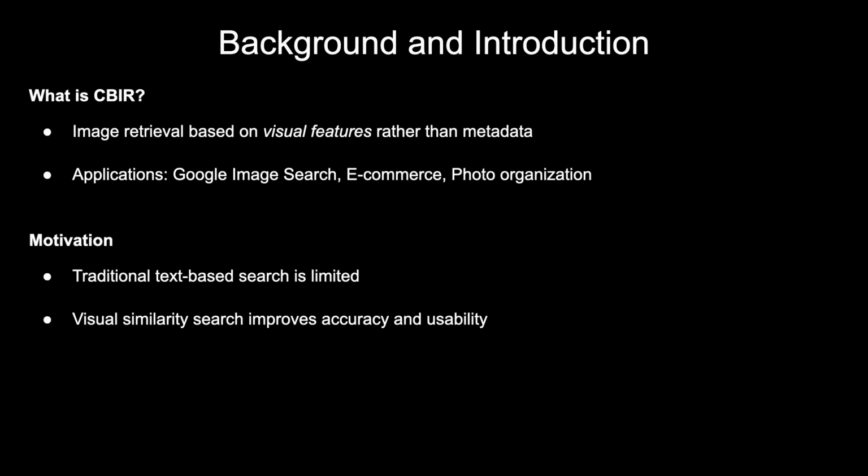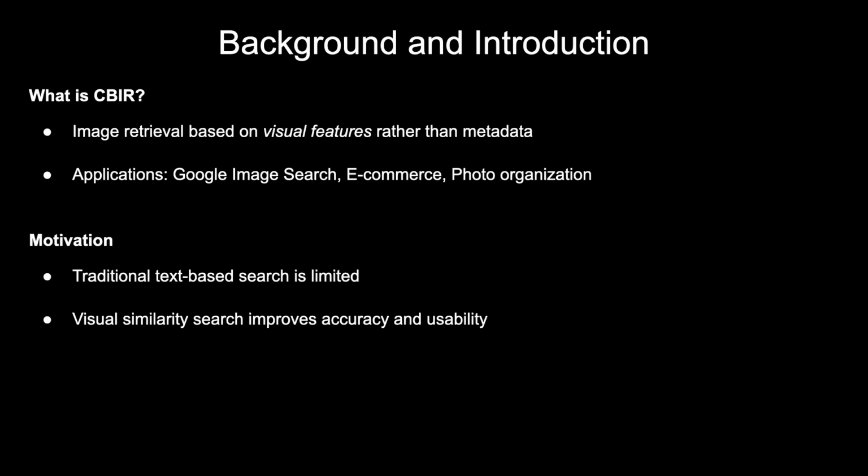Coming to the background and introduction, content-based image retrieval, or CBIR, is a method of retrieving images by analyzing their visual features such as color, texture or shape. This approach contrasts with the traditional methods that rely on manual text annotations.